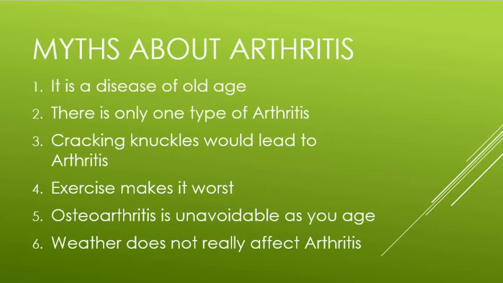Now here are some myths about arthritis. Many people believe that it's a disease of old age. Well, it can happen even in young children, so that's the fact. Some people think there's only one type of arthritis. Well, the fact is there are so many different kinds of arthritis which can affect the joints.